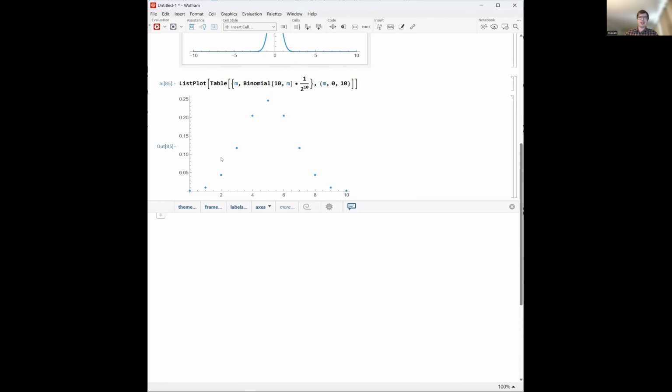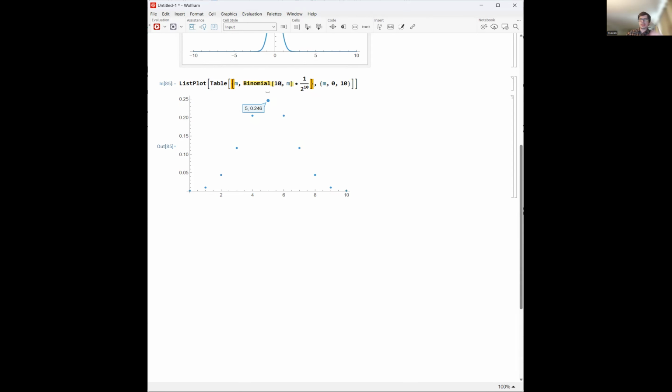Yeah, there you go. So it makes this kind of curve. The most probable value is 5, right? That makes sense because since you're equally likely to go to the left or right, then on average, the number of steps to the right should just be half of your total number of steps, right? So half of 10 is 5. You can see it's a nice symmetric curve.